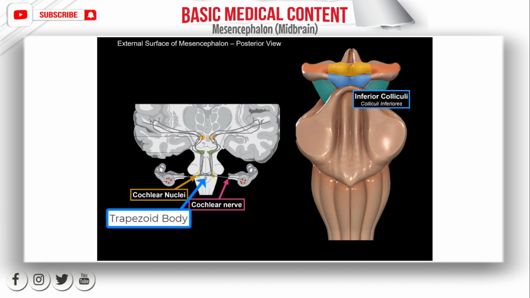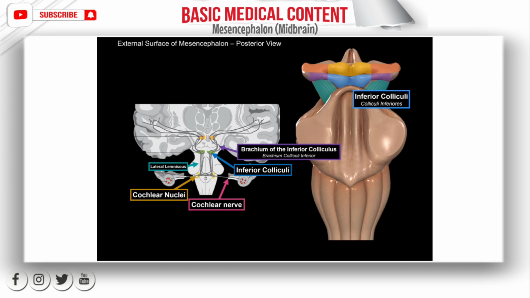Remember, it's a structure of pons. After that, fibers will ascend. They go up as the lateral lemniscus to synapse with the inferior colliculi. From there, impulses are sent through the brachium of the inferior colliculus to the medial geniculate bodies, not the lateral this time. The lateral geniculate body is for vision, medial is for hearing.